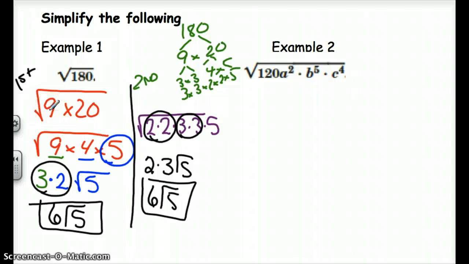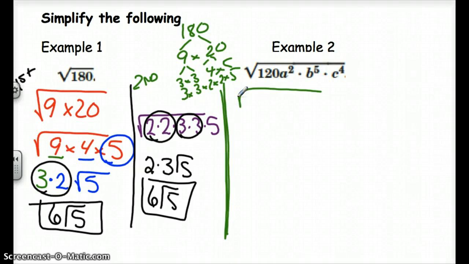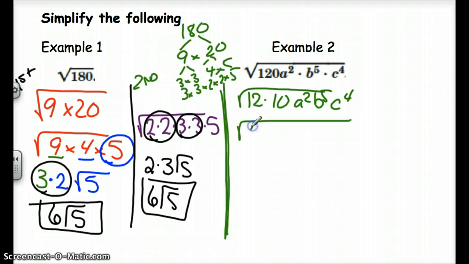All right, let's take a look at our next example. 120 a squared b to the 5th c to the 4th, all under radical. I'm going to do my perfect square way. When I look at 120, I think of 12 times 10, and I've got a squared, b to the 5th, c to the 4th. Now when I look at 12, I think of that as 4 times 3. No perfect square goes into 10, so I'm going to leave that alone. And then now I'm going to write them all out. A, A, B, B, B, B, B, 4 C's.